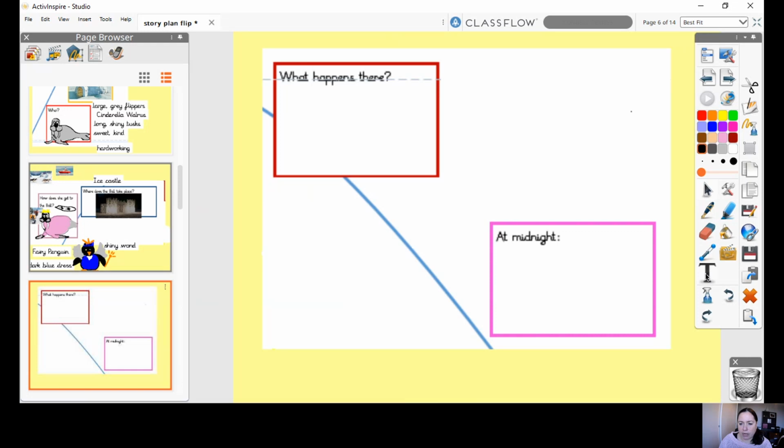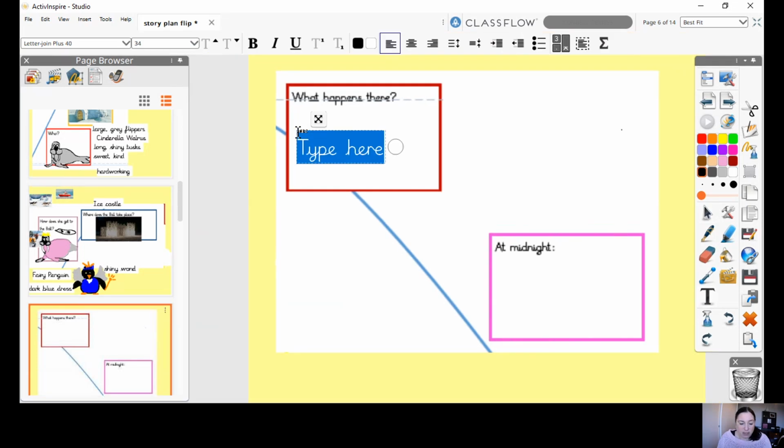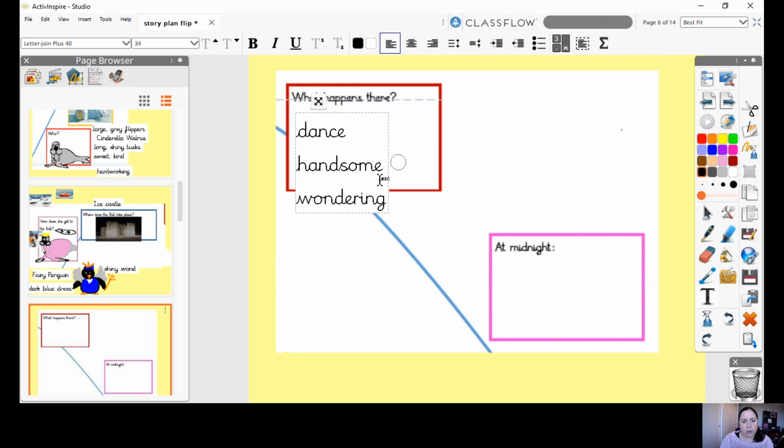Now on this page, I haven't drawn any pictures because some of you might not want to draw pictures on your plan, and that's absolutely fine. But we're not going to write in sentences. We're just going to write words to help us. So I'm just going to write the word dance because I know she's going to dance with the Walrus Prince, and I might want to describe him as a handsome prince. And everyone might be looking and wondering who this new princess is that's come in and is dancing with a handsome Walrus Prince. So I've just written some words there to help me.